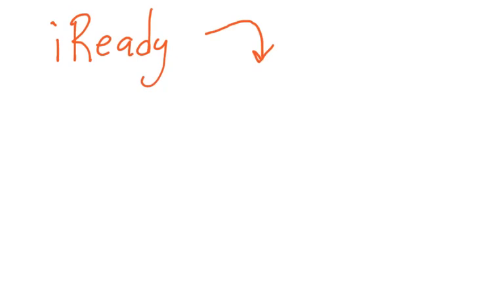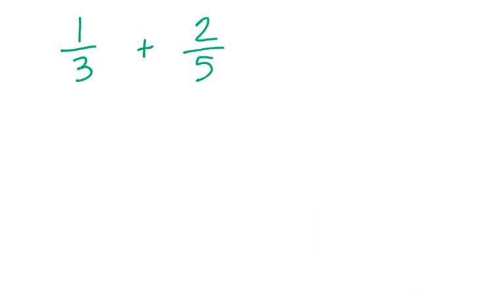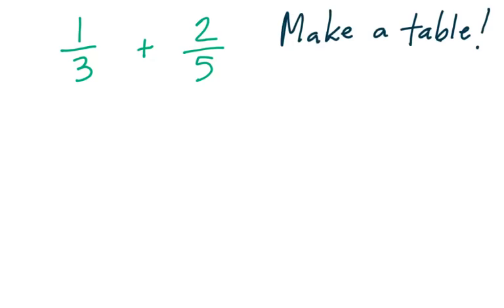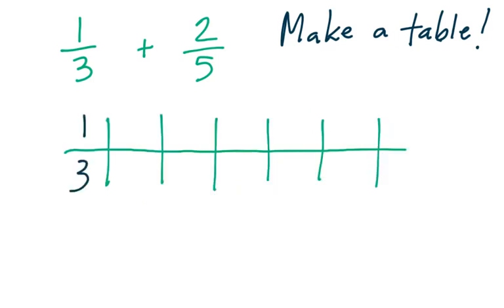In your iReady lesson, you learned how to add fractions with unlike denominators using a number line. I'm going to show you how to find common denominators if all you're using is numbers. The strategy I'm going to show you is called make a table. We're going to make a math table. If you want, you can pause the video now and put on your paper what you see here.